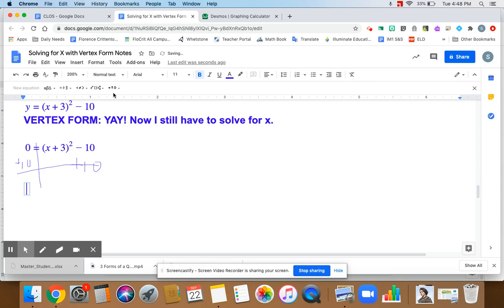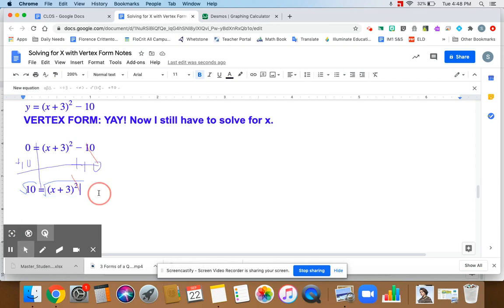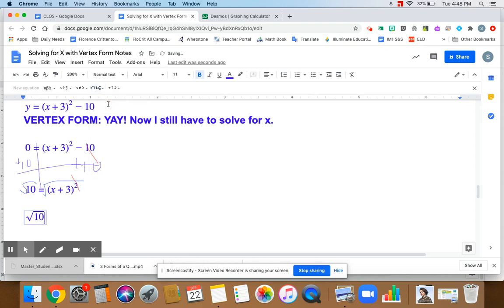When I add 10, 0 plus 10 is 10. And then we still have x plus 3 being squared, with those 10s eliminated, because negative 10 plus 10 is 0. So now what do I undo next? What's the next step? I get rid of the squared by square rooting both sides. So that'll get rid of my squared. So that my answer: the square root of 10 equals x plus 3.